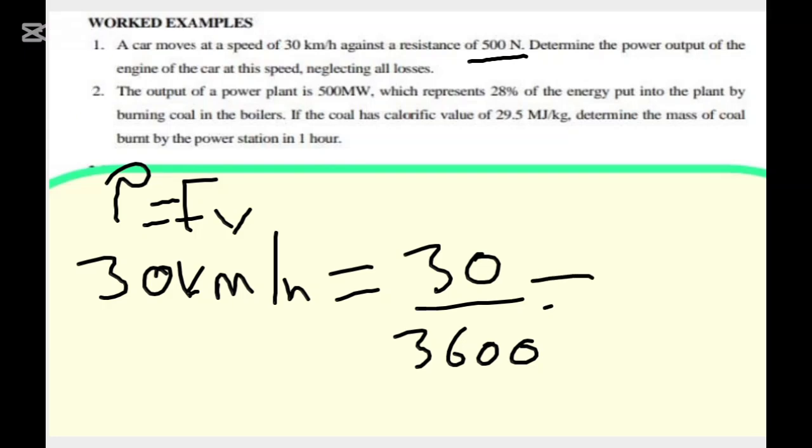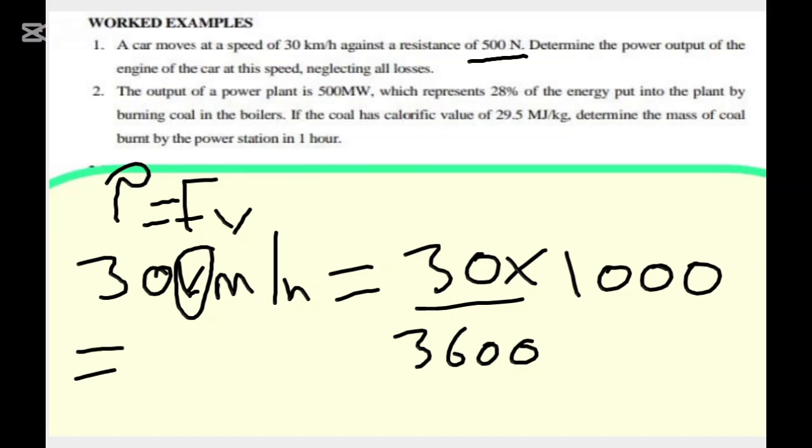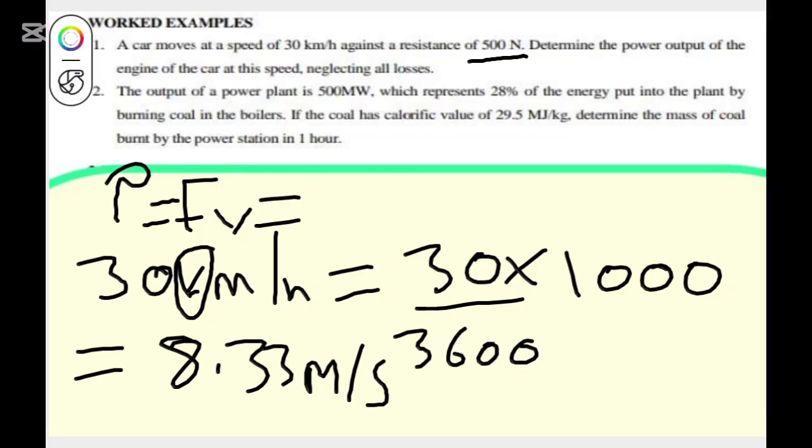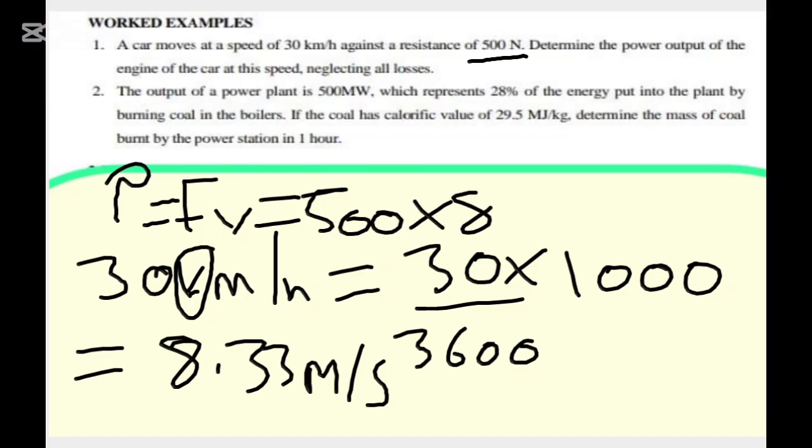So if I divide this, but I have kilo, so I have to multiply it by 1,000 to make the conversion correct. So at the end I'll get 8.33 meter per second as my new speed. So this is the same thing as saying the power, which is 500 multiplied by 8.33.